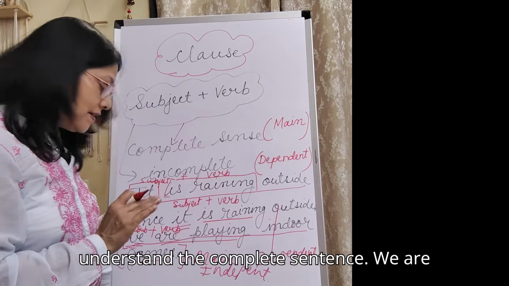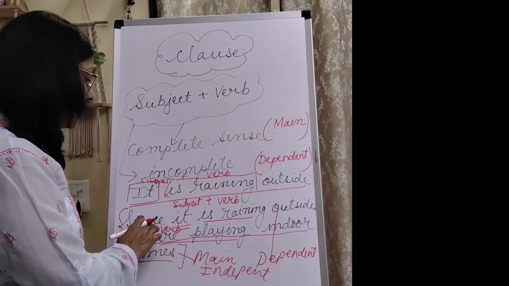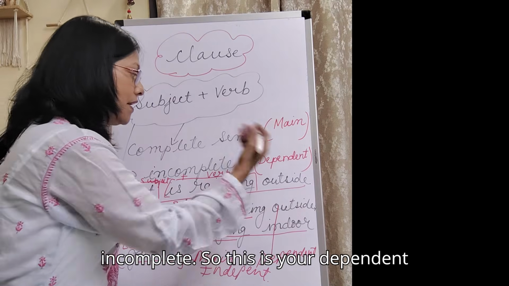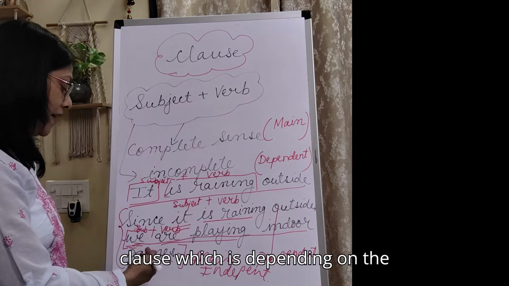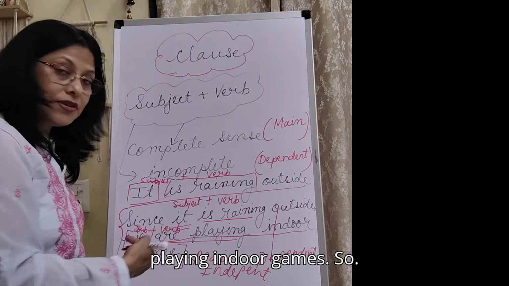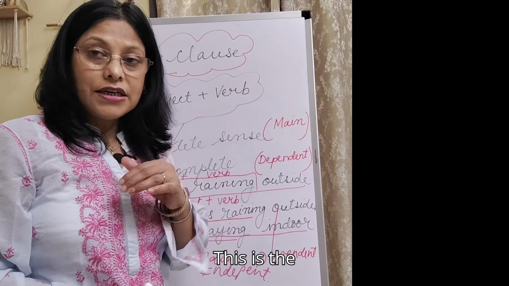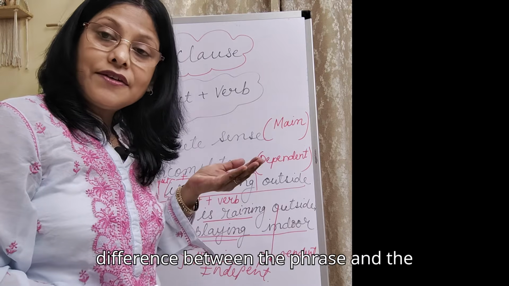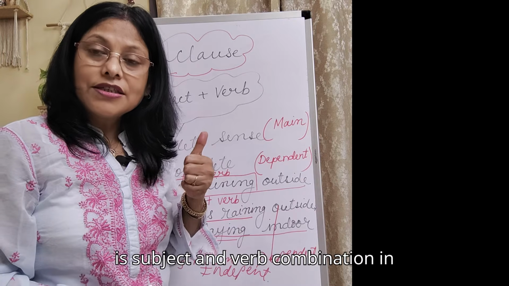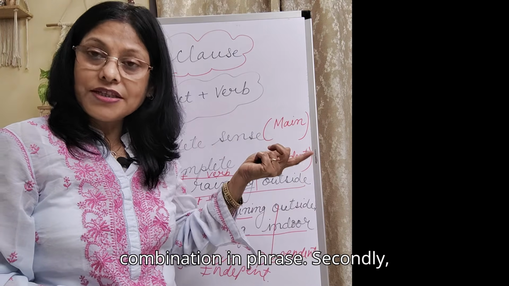We are able to understand the complete sentence, we are playing indoor games. But if we only say since it is raining outside, this seems incomplete. So this is your dependent clause, which is depending on the independent clause that says we are playing indoor games. So this is the difference between the phrase and the clause: there is a subject and verb combination in a clause, and there is no subject and verb combination in a phrase.